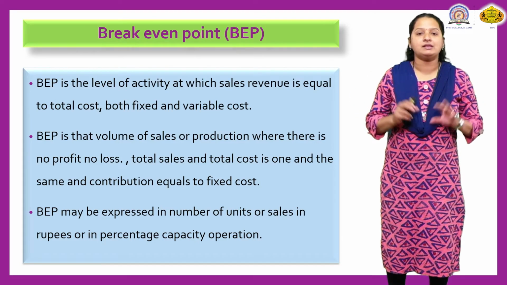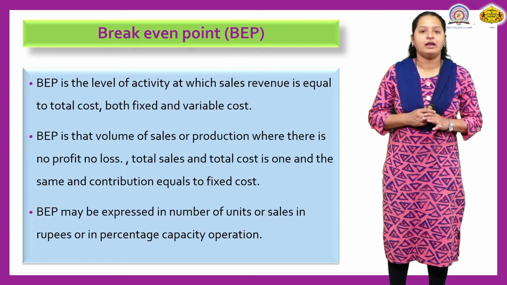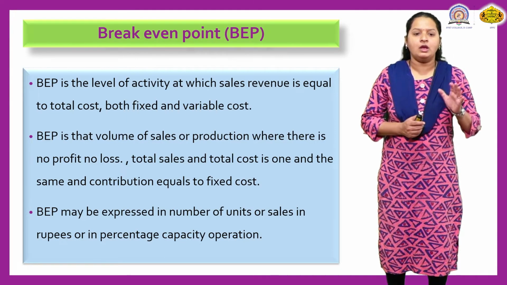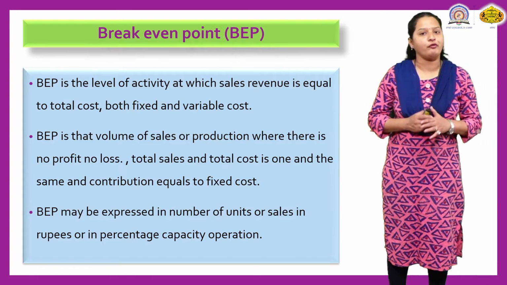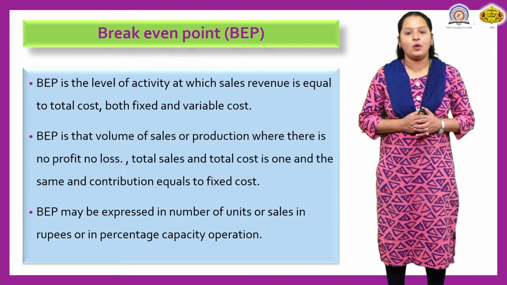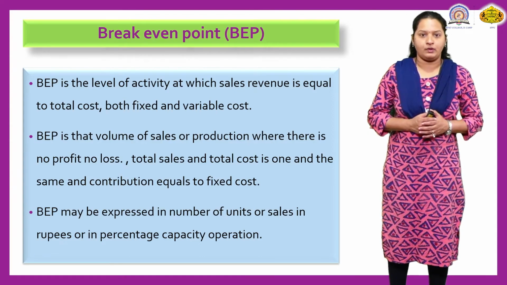That means sales and cost are equal. This indicates that there is a no profit, no loss situation. BEP is that volume of sales or production where there is no profit, no loss. Total sales and total cost are one and the same, and the contribution equals the fixed cost.